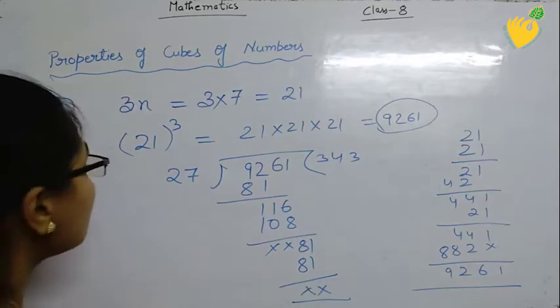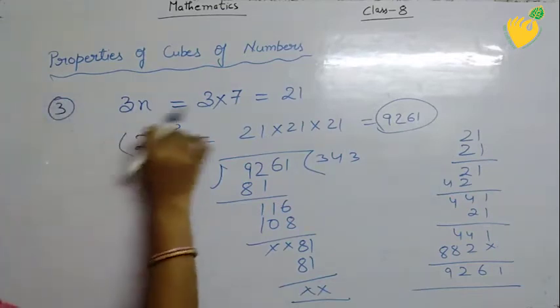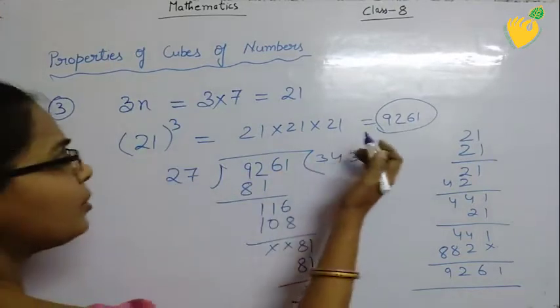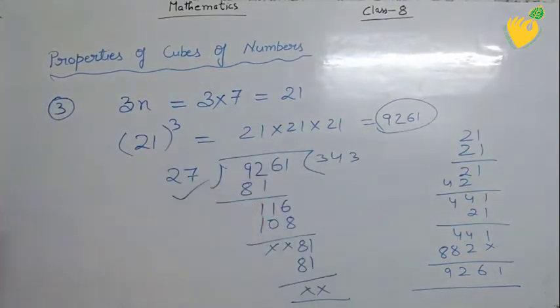So we can say that any number, if it is a multiple of 3 or it is in the form of 3n, its cube will be a multiple of 27.